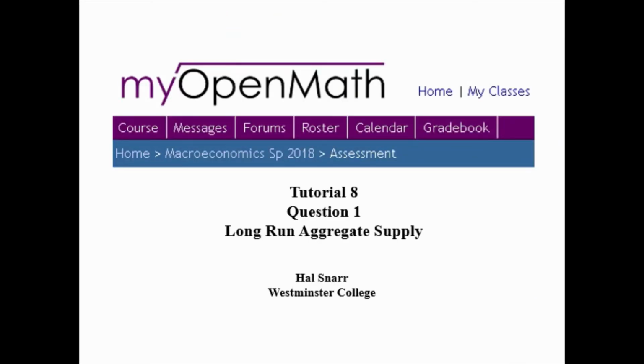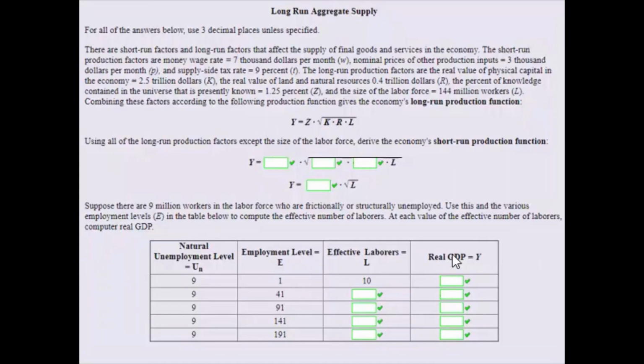Okay, now we're going to do tutorial question 1 from tutorial 8. These numbers should look very familiar. The value of technology is 1.25. The value of capital is the same as what was in the notes, 2.5. The value of land and resources is 0.4. It's all given up here, right? So we're using the same numbers as we did in the notes. We multiply 2.5 times 0.4, we get 1. And the square root of 1 is 1. We multiply that by 1.25 and we get 1.25.